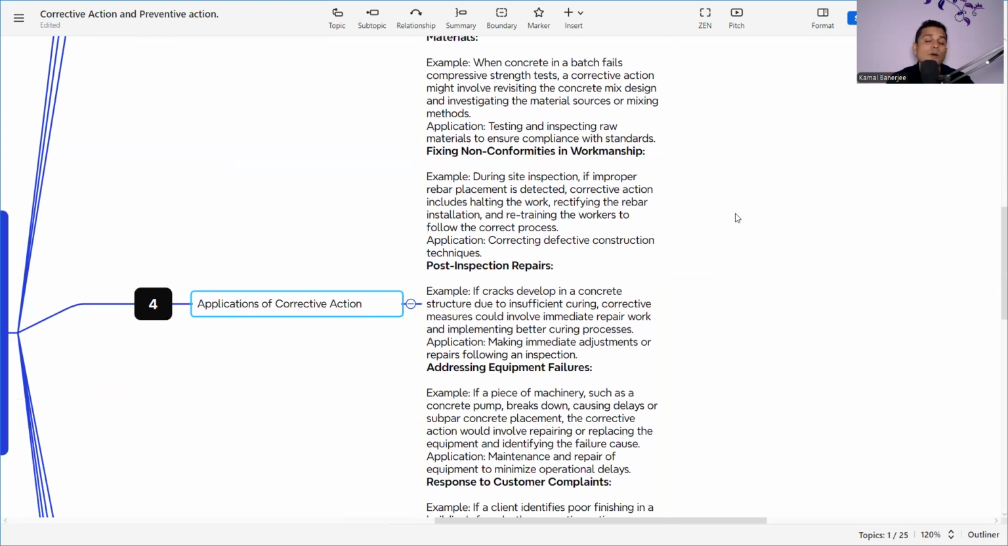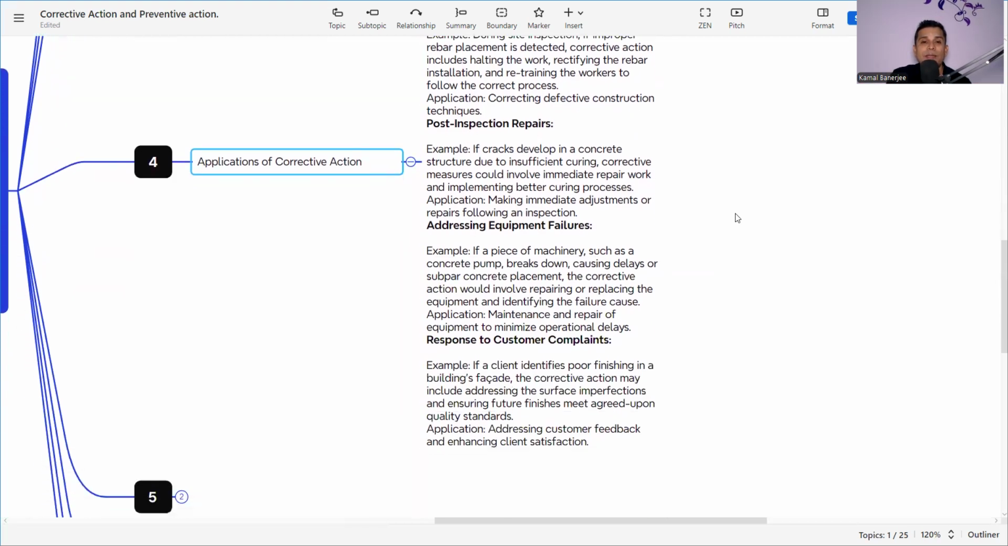So what is that? We can find out maybe the workmanship is not proper, maybe the workers are not educated, they are not trained. So what we need, maybe we need more training or more toolbox talks to make them educated for the projects or for the activities. In this way, the corrective action also helps in fixing the non-conformities in workmanship.